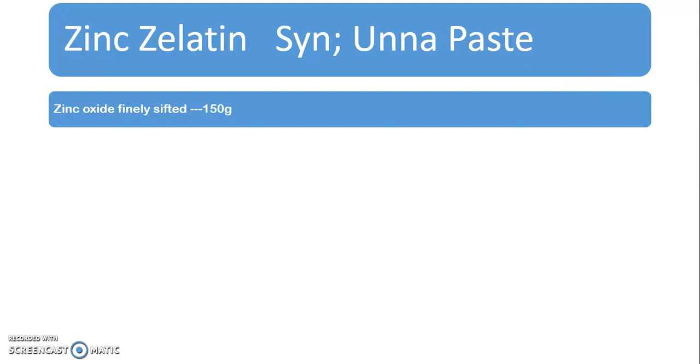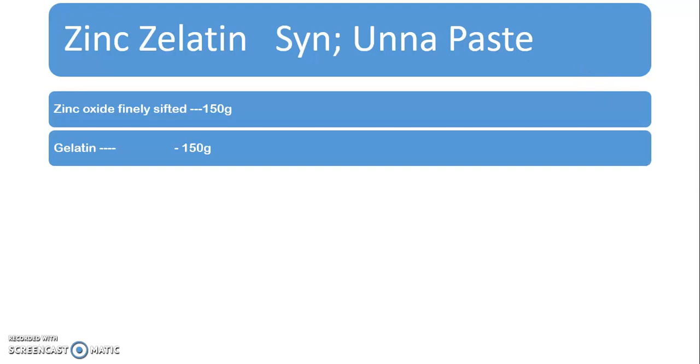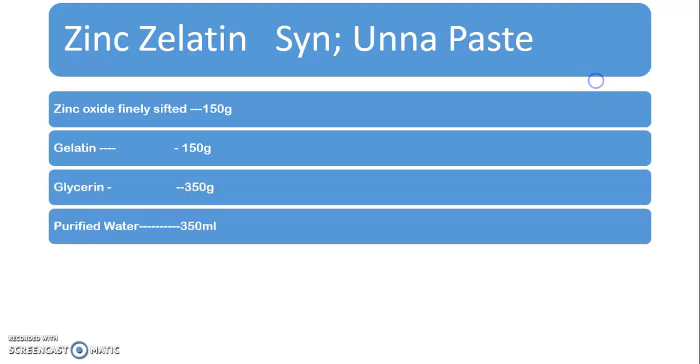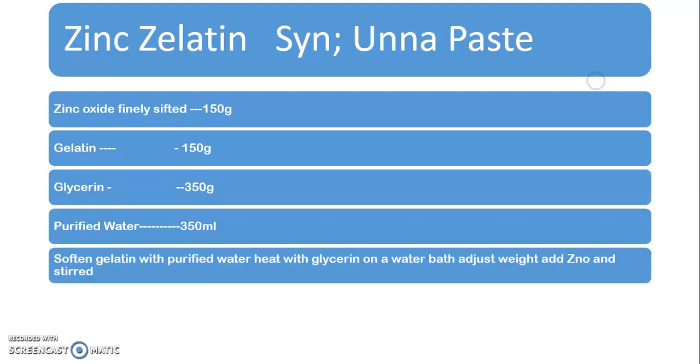Next formulation is zinc gelatin. The synonym of zinc gelatin is Unna's paste. For the preparation of zinc gelatin, zinc oxide is used. It is finely sifted 150 grams, gelatin 150 grams, glycerin 350 grams, and purified water 350 ml.